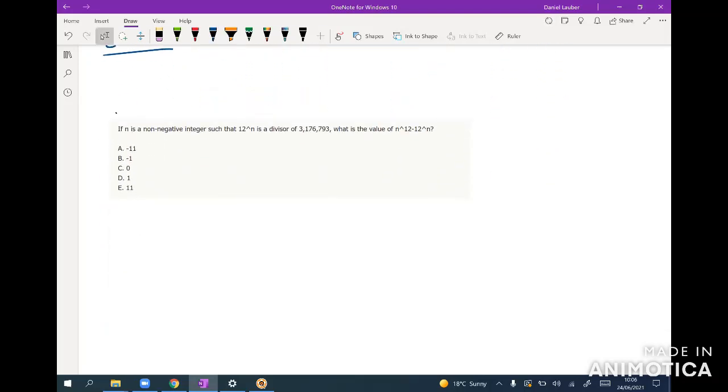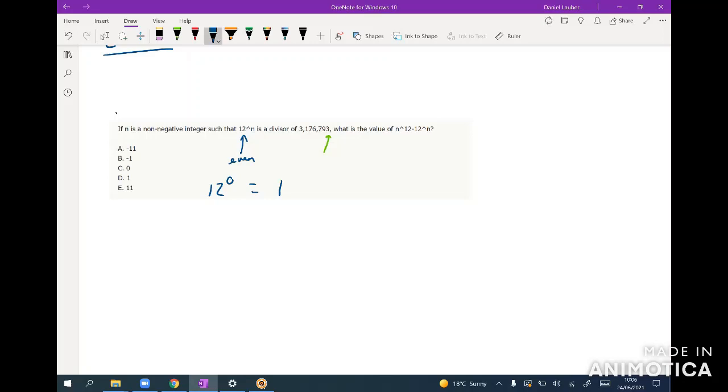If n is a non-negative integer such that 12 to the n is a divisor of that horrible number, except you can just immediately notice that the last digit is odd, and 12 to the n is even. So in other words, for that to be a divisor, we just need this. This is almost a trick question. We need this to be 12 to the 0, because that's equal to 1. That's the only time 12 to the n isn't even. And so we know n is 0.